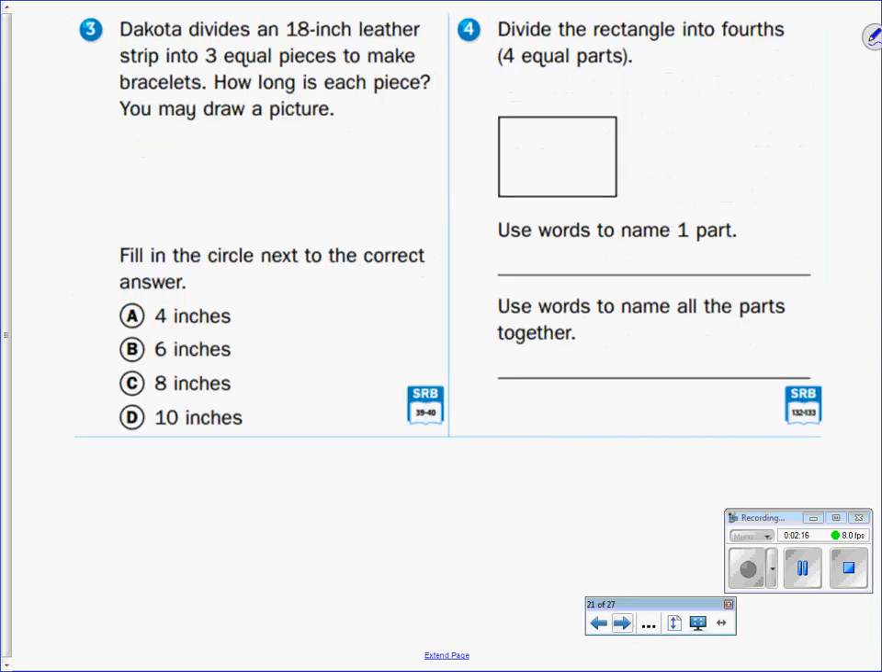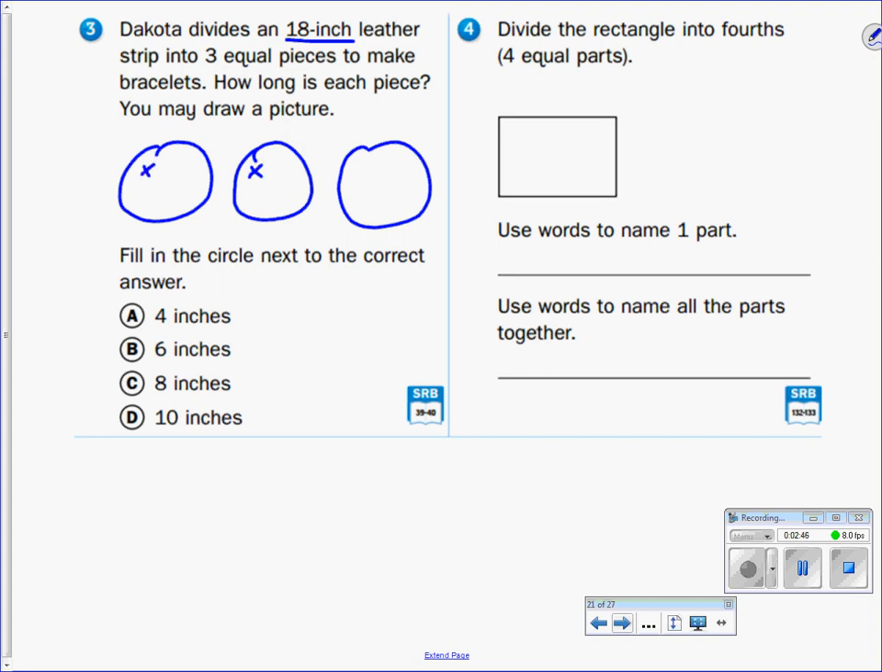Number 3, Dakota divides an 18-inch leather strip into 3 equal pieces to make a bracelet. How long is each piece? You may draw a picture. Okay, so he has 18 inches long, and he has 3 equal pieces. So if we had to, we could draw and say, okay, here's my 3 sections here. We want to get to 18, so I can put 1 in each one until I get to 18.